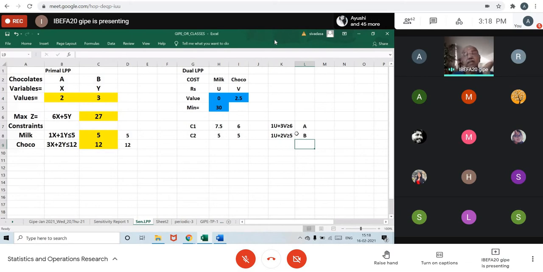So when I solve these constraints through solver, I am getting mathematically 30. In this case, the U value is 0. That means milk is not used. Something like that interpretation. But it says the minimum cost involved to produce 2 biscuit A and 3 biscuit B is 30 rupees, and the profit you are getting will be 27.